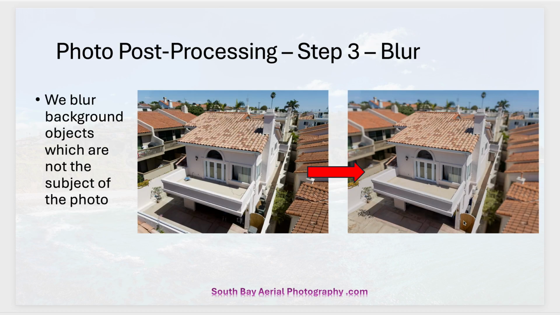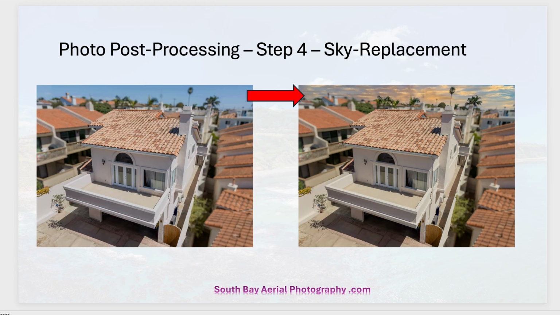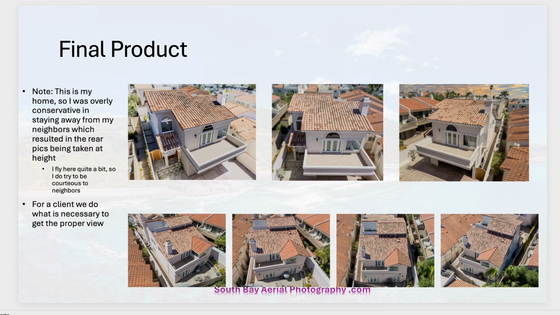Step 3, which is to blur out the sides and the background. Now, typically, if we have a nice sky or something like that, we'll leave that clear so that the eye is drawn to that, as well as which should be just above the top of the building, so it should be an emphasis. And we will emphasize the entire property by making sure it's enhanced while the background is not. And step 4 is sky replacement, which is performed if necessary. And here would be the final products.